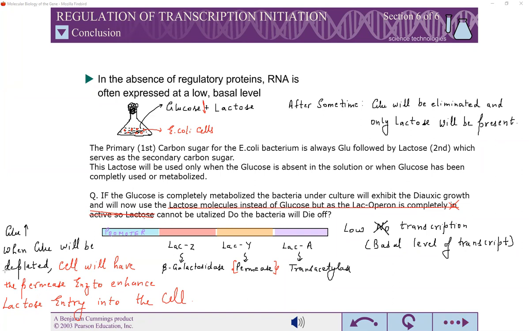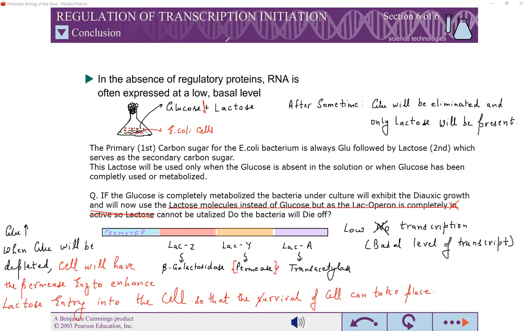When glucose is present in high amount, and when glucose will be depleted, the cell will have the permease enzyme to enhance lactose entry into the cell, so that the survival of the cell can take place. This is how the survival will take place.